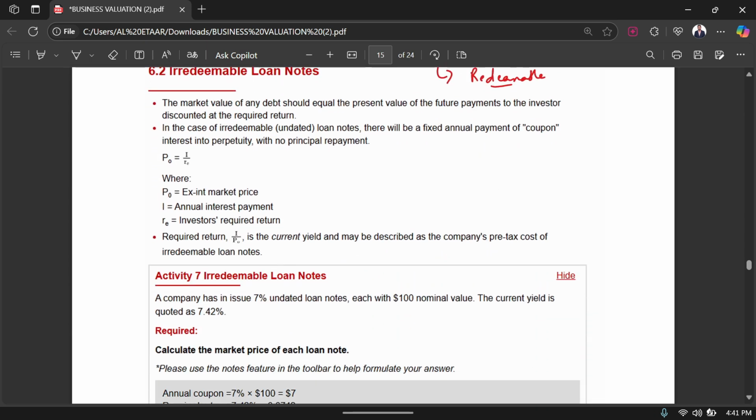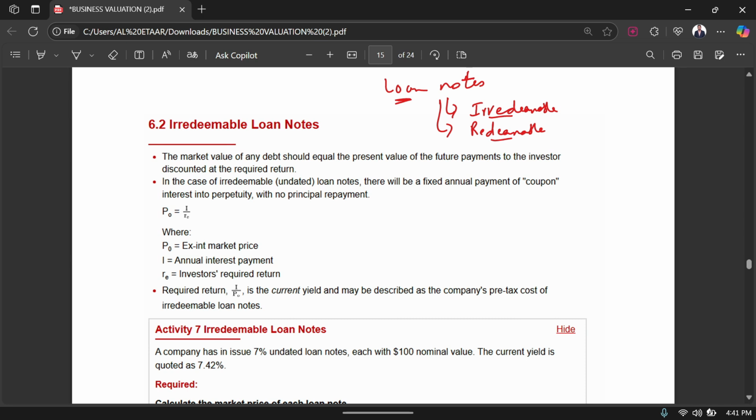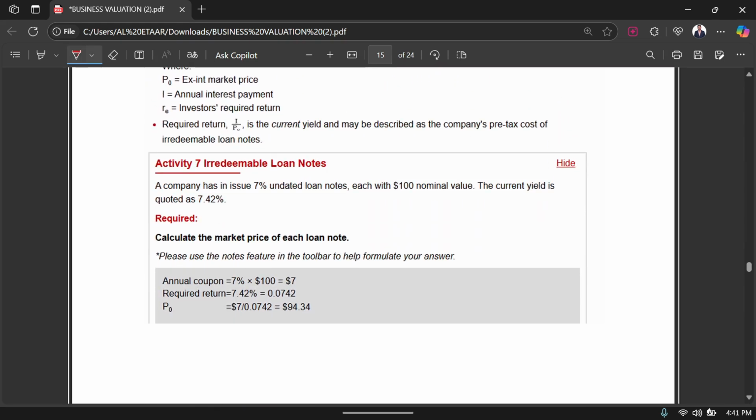Similarly, you are going to do the same thing if you have the irredeemable loan note, and that is that you are going to calculate your interest, because this is a loan, right? So you won't have the dividend. What you will have is the interest, and the interest is going to be calculated in the same way just like you calculated the dividend in the previous example. So 7% is your percentage of the loan note, and the nominal value is 100. So 7% of 100 is $7.